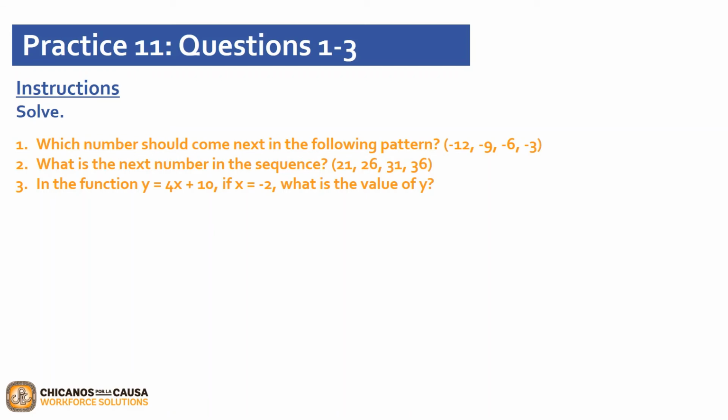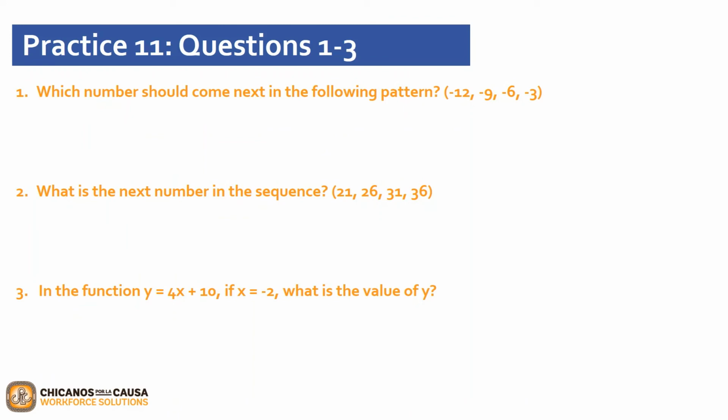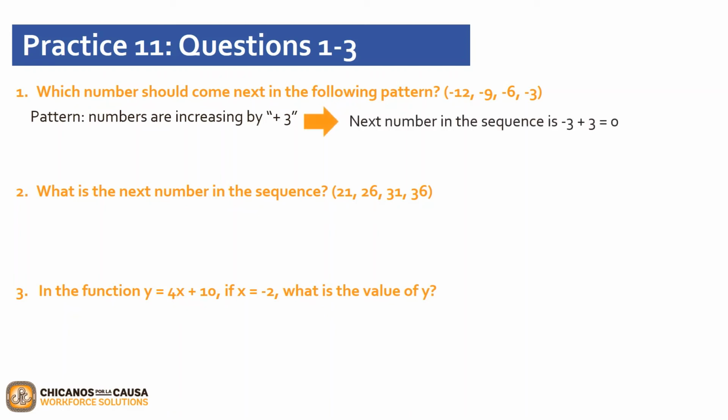Okay, let's start with question 1. Which number should come next in the following pattern? The sequence that we have been provided is -12, -9, -6, and -3. Remember that the first step is to identify the rule. It seems that by looking at our sequence, the numbers are increasing by +3. This indicates that the next number in the sequence is going to be -3 plus 3, which gives us 0. So it'll now go -12, -9, -6, -3, and 0.